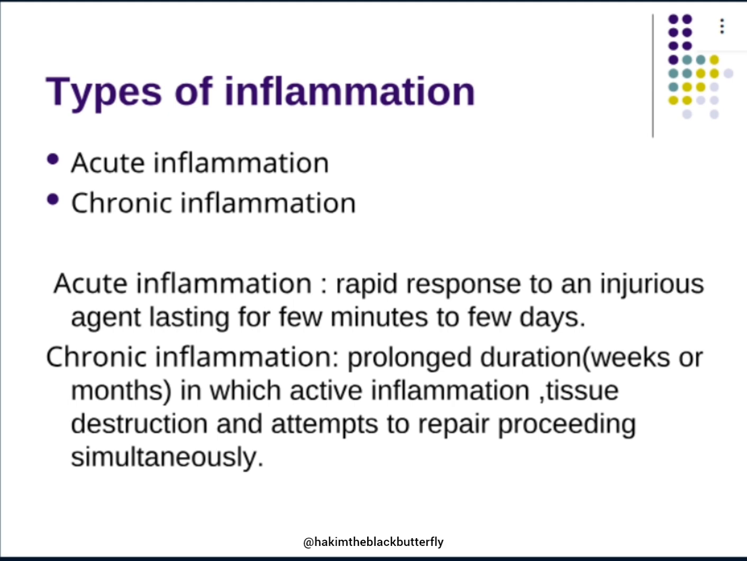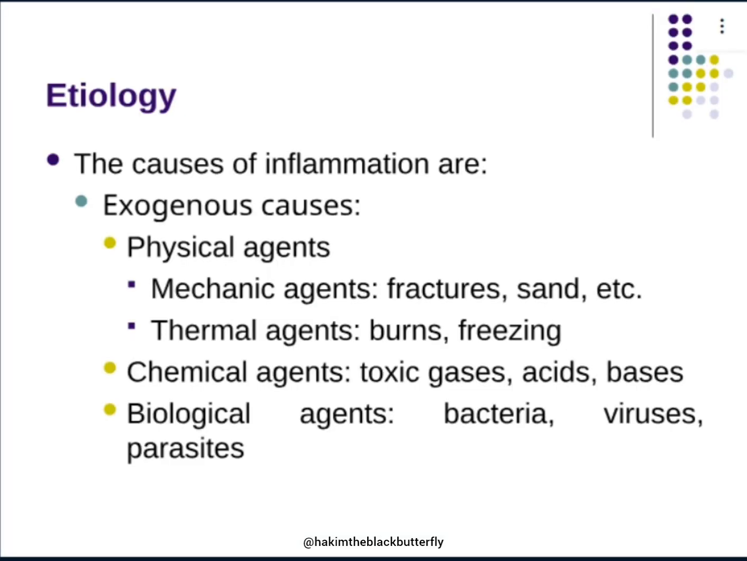Something, a bee has stung you, something has bitten you. That kind of immediate reaction to that injurious stimuli is what we call acute inflammation, which happens in a matter of minutes. Now, this acute inflammation has got what we call cardinal features. What are those classical features that make up acute inflammation?